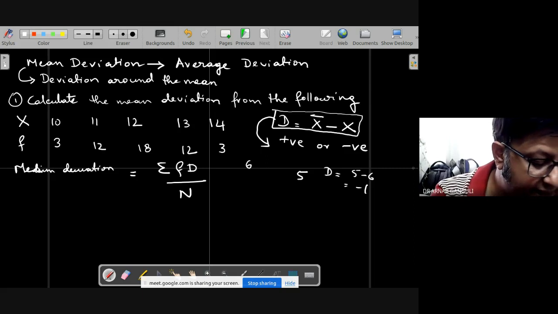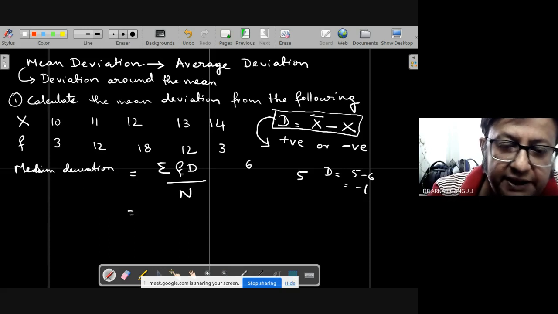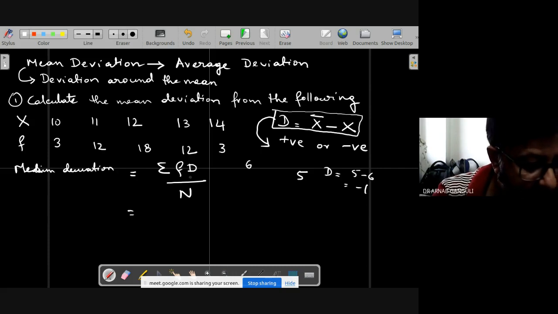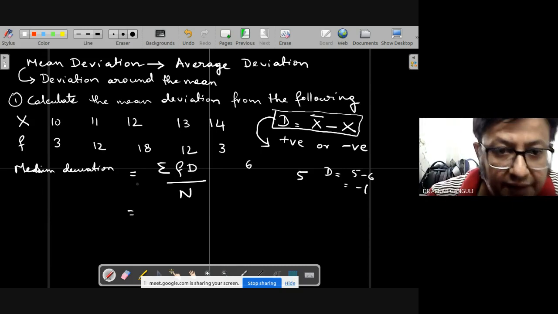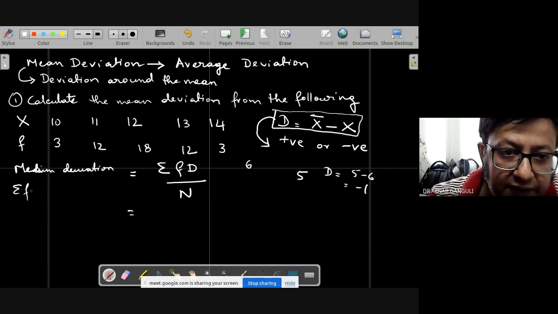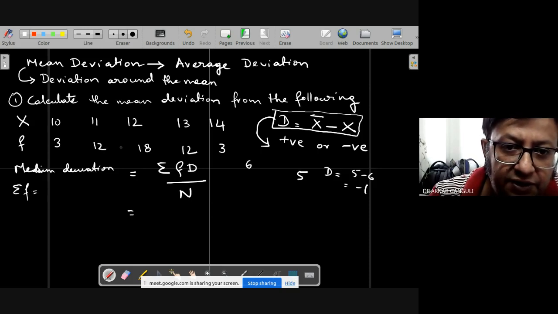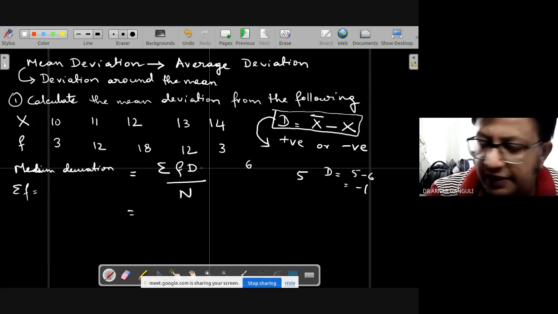So here, what will be the sigma F? Sigma F. এবারে sigma F কে ক্যালকুলেট করো। 3 plus 12, 15, না এটাতে 30 হলো, 42. Let's take another sum.